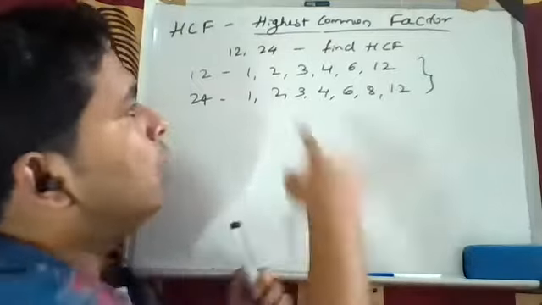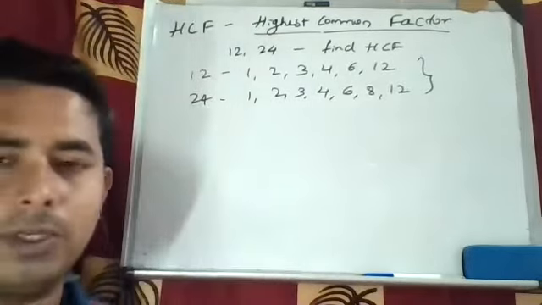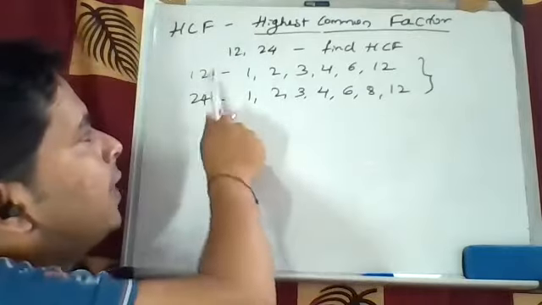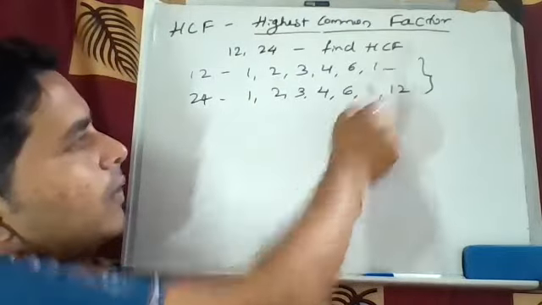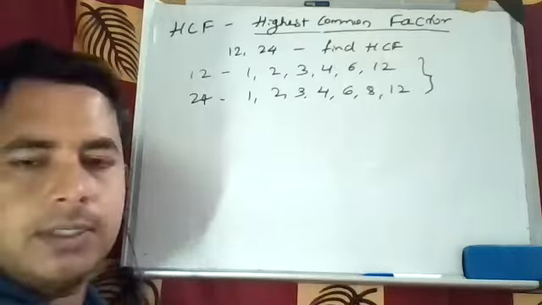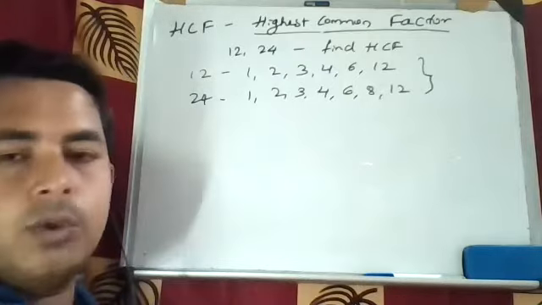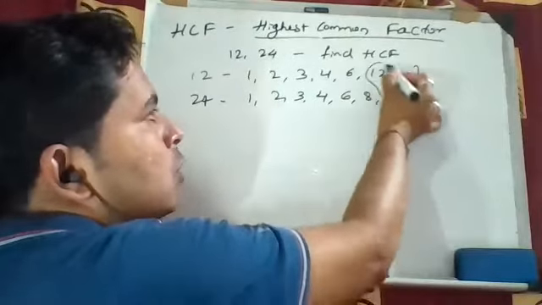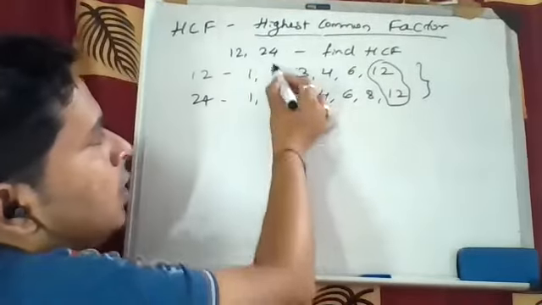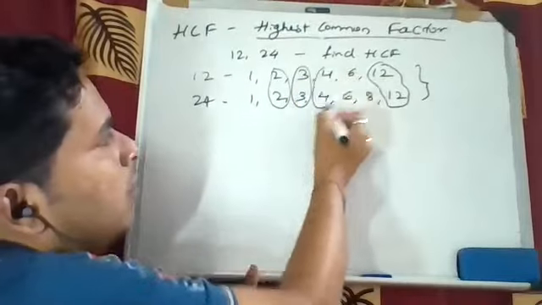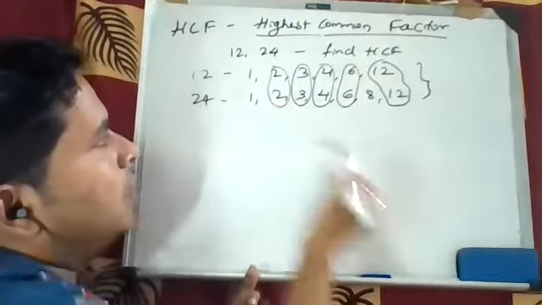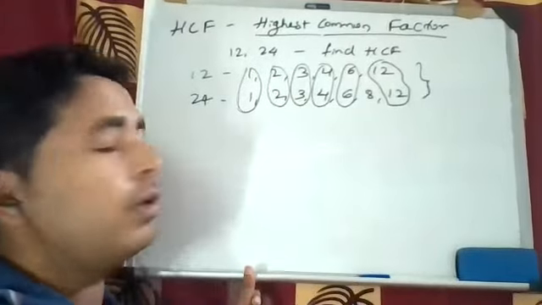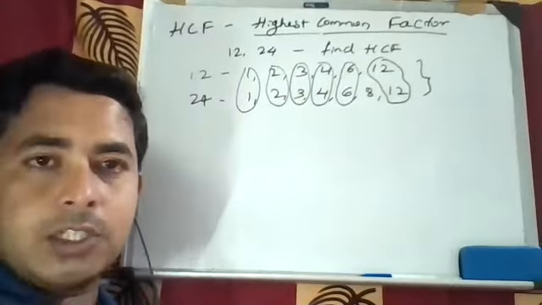In these two, we have to find the common highest multiplier. If you take 12 and 24, 12 is the highest one here, and in the below one also 12 is the highest one. If I take these two, there are many common ones: 2 is common, 3 is common, 4 is common, 6 is common, and 1 is common. But among all these common things, we have to find the highest common thing.